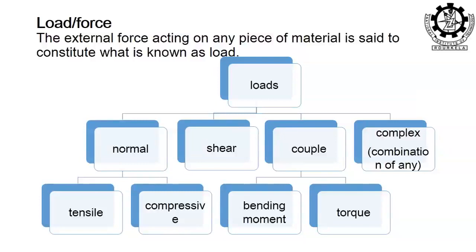Complex is a combination of one or many: a combination of normal and shear, or shear and couple, or normal and couple, or normal, shear and couple, all of which are complex types of loading. Normal talks about perpendicular loading or transverse loading, shear is parallel loading, and couple is either bending moment or torque.